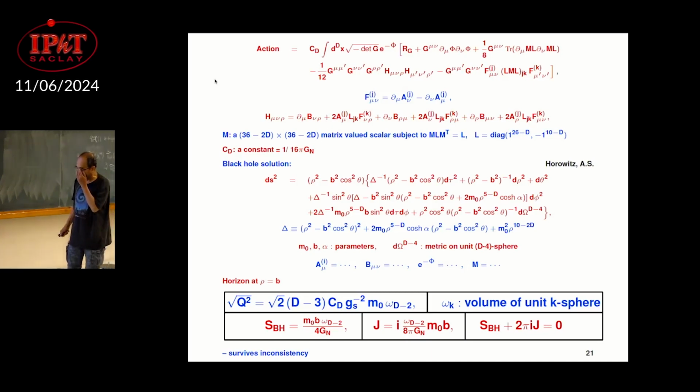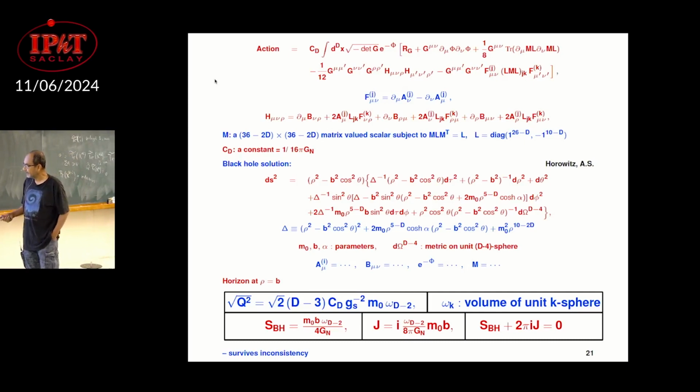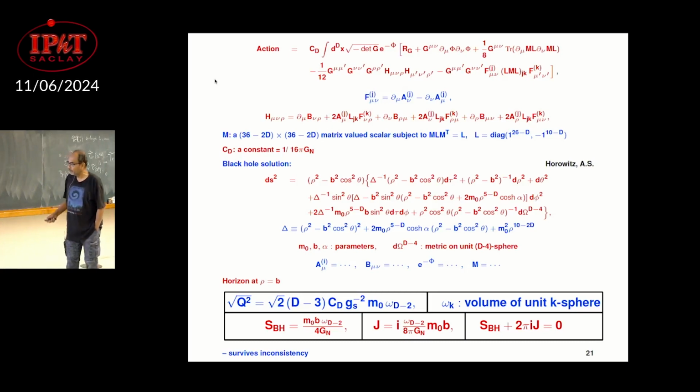And one can verify the scaling properties that I mentioned earlier, because m0 is a mass parameter that scales as lambda to the d minus 3, and so Q also scales as lambda to the d minus 3, and b scales as lambda. So the entropy indeed scales as lambda to the d minus 2. Similarly here, the m0 b combination appears, and J scales as lambda to the d minus 2. But now you see that when you calculate this, S Bekenstein-Hawking plus 2 pi i J, you get 0.